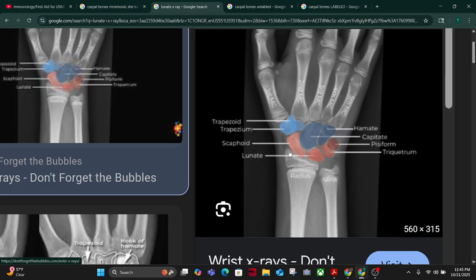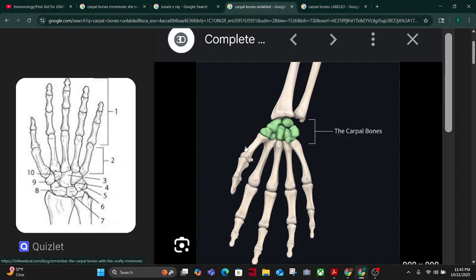So in case they flip the image, right, you have to know that this is the radial side where there's your thumb, and this is the ulnar side where there's your pinky, right? So how you identify this is that the scaphoid, the big fat bone, is always going to be right above your radial bone. Okay, right here. So this is the scaphoid. This will be the lunate.